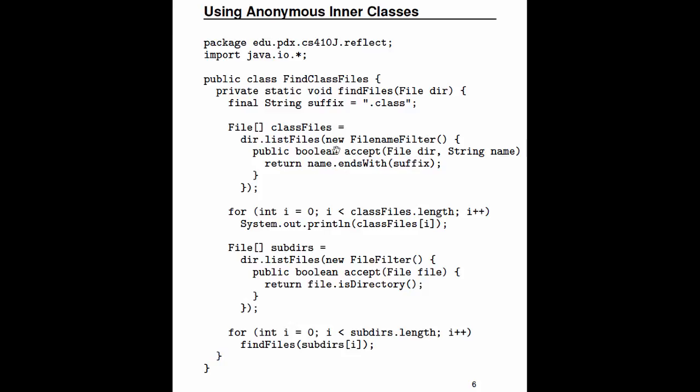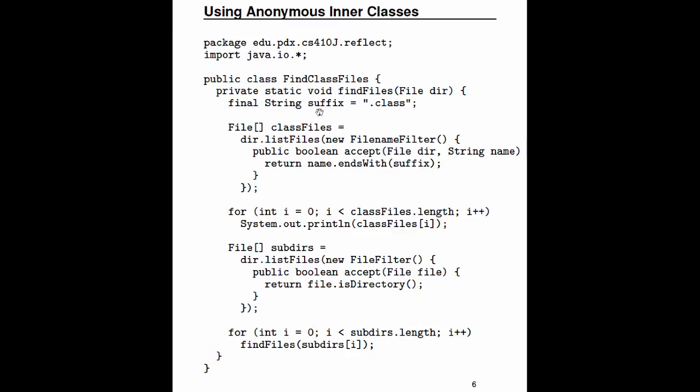The implementation of the method is simply return name.endsWith(suffix). Here again, we have an anonymous inner class that implements the FileNameFilter interface, and the implementation of the accept method is simply return name.endsWith(suffix). Now, suffix here is a variable within the findFiles method. So this anonymous inner class refers to a variable from the method in which it's declared, and this is okay as long as the value of the variable is final.